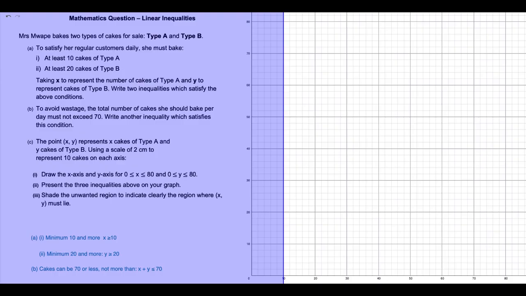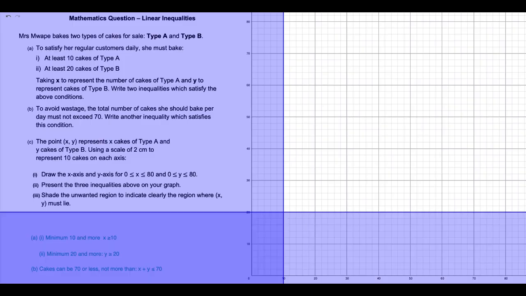The second one, Y greater than or equal to 20. This means any values that are less than 20, we don't need them. So we need numbers that are greater. So we shade the parts that are not equal to 20. So those that are below 20 on the y-axis, we do away with them.